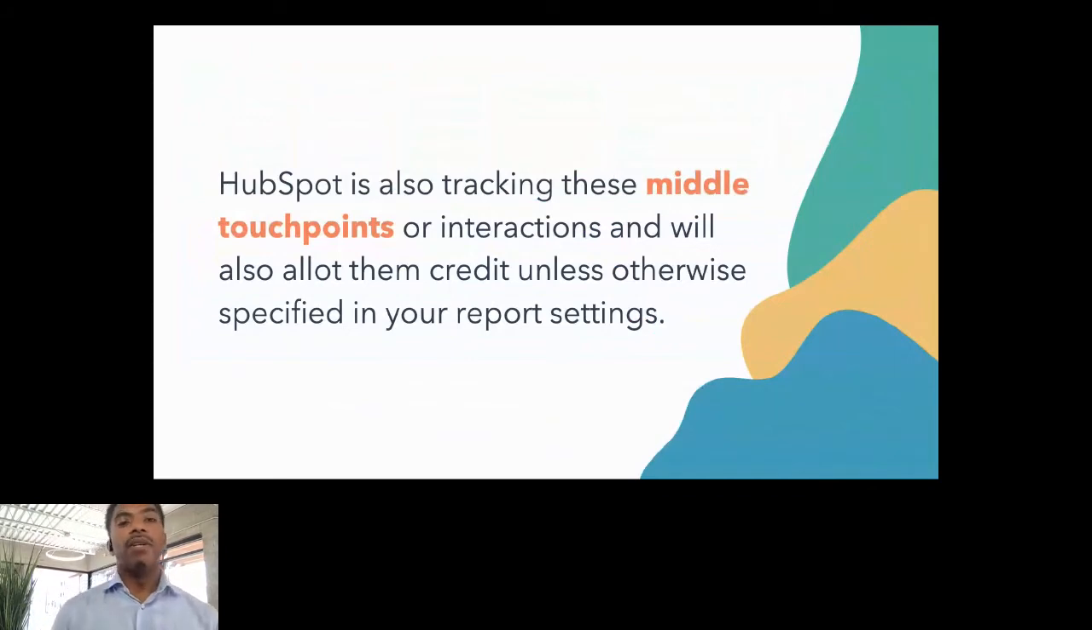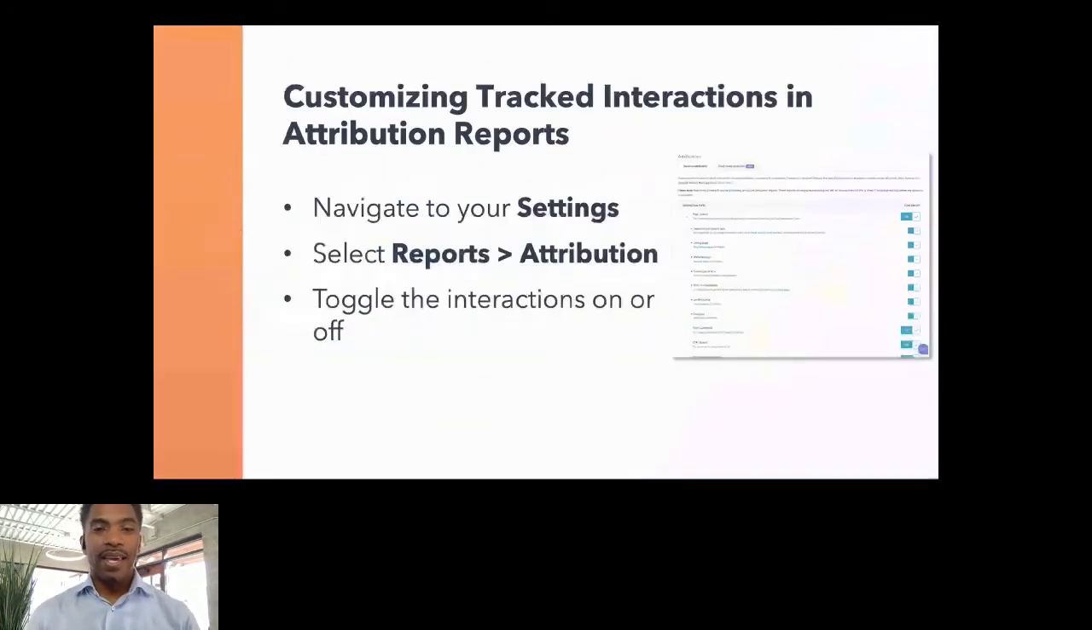As I mentioned, it's important to know that HubSpot is also tracking these middle points. Those big things are happening, but there are all types of other interactions that happen. And that tracking is happening so that we can give credit to those things, unless you decide not to. We're going to show a screenshot here next, and we'll go into the system later so you can see this. But ultimately, you have the ability to customize what interactions actually go into the attribution reports.